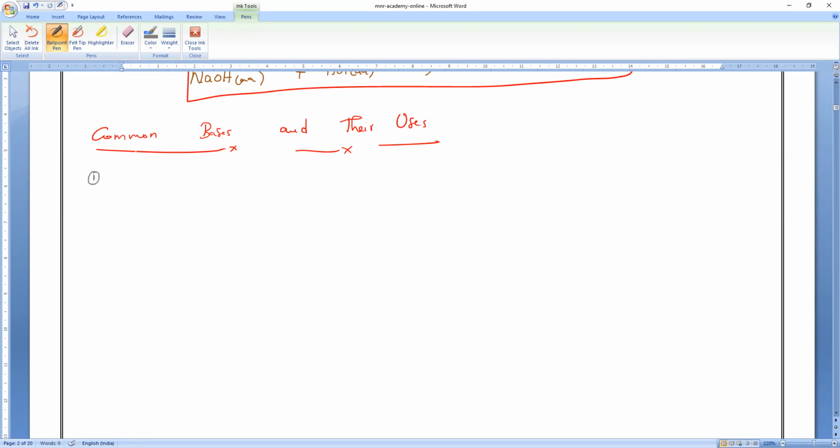No issues. So first, the common and well-known base for us is sodium hydroxide. What is the formula for sodium hydroxide, everybody? NaOH. Remember, this is the most important one. So sodium hydroxide, basically we use it in the manufacturing of papers.